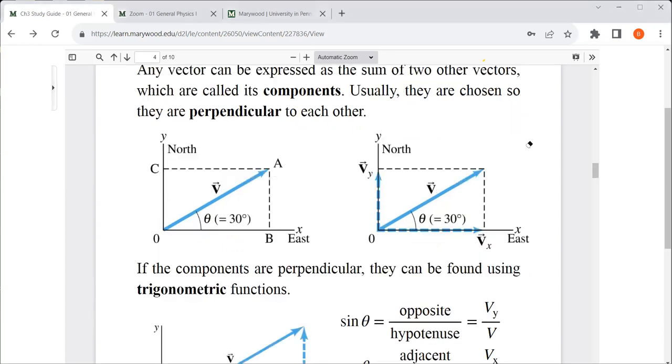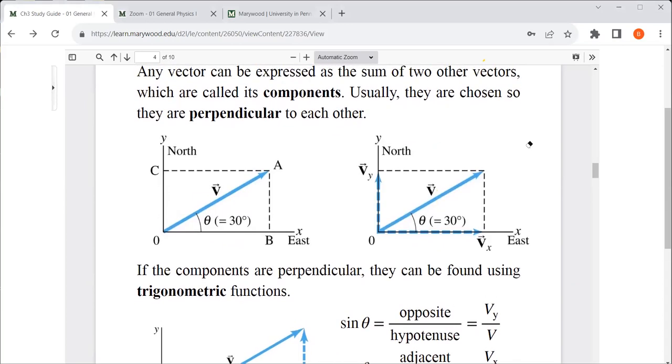All right, so let's say we have this vector, a, that makes an angle theta with the positive x-axis. So this is the vector. This makes an angle theta, here theta equal to 30 degrees, with this line. Now here we can resolve this vector into its components.